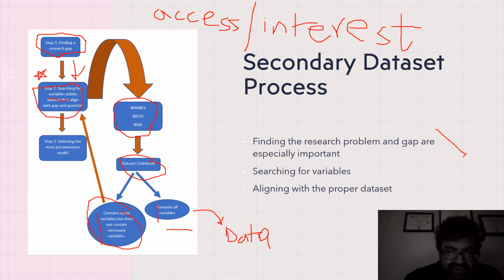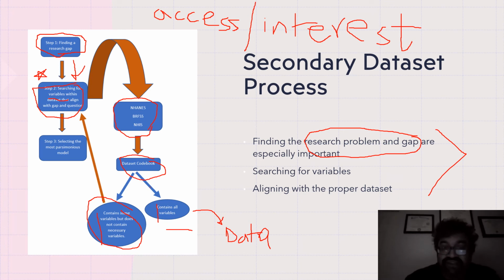Again, the three take-home messages are this: finding the appropriate, relevant research gap, which is answerable through a secondary dataset, is important. And you can do this by exploring a lot of the different databases that are out there, which contain multiple datasets. ICPSR is one of those as well. Now, searching for variables is important as well. How do you define these variables? How do you make sense of uncertainty? This is important. And then aligning with the proper dataset.